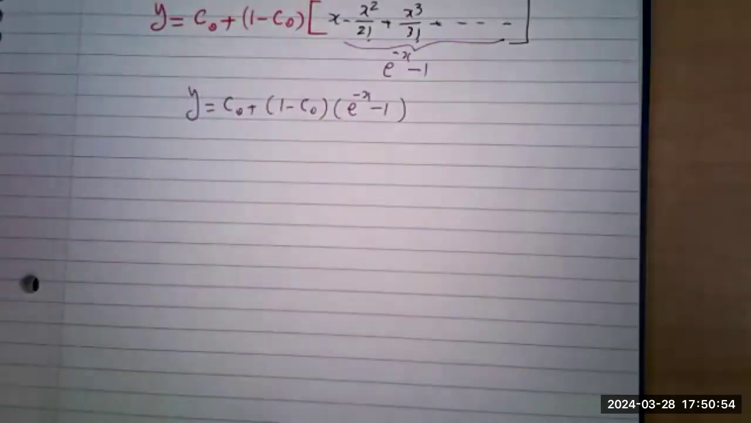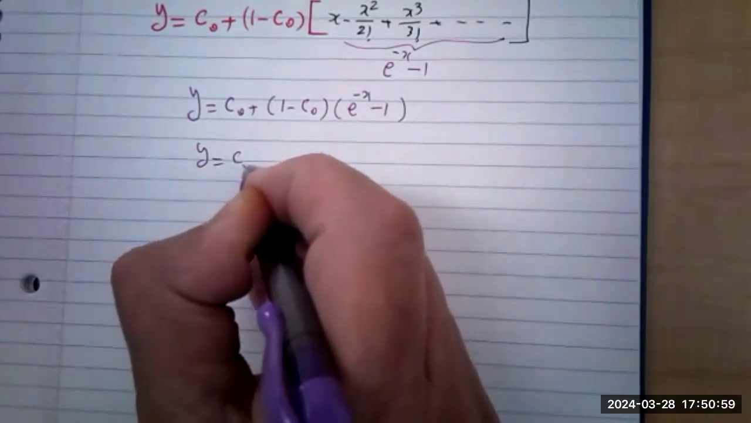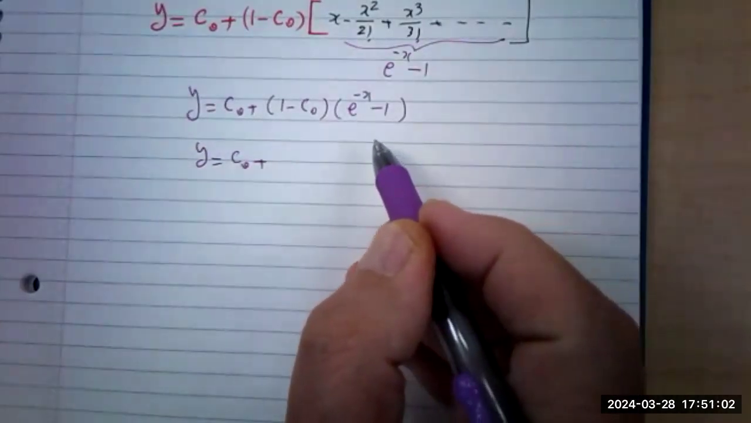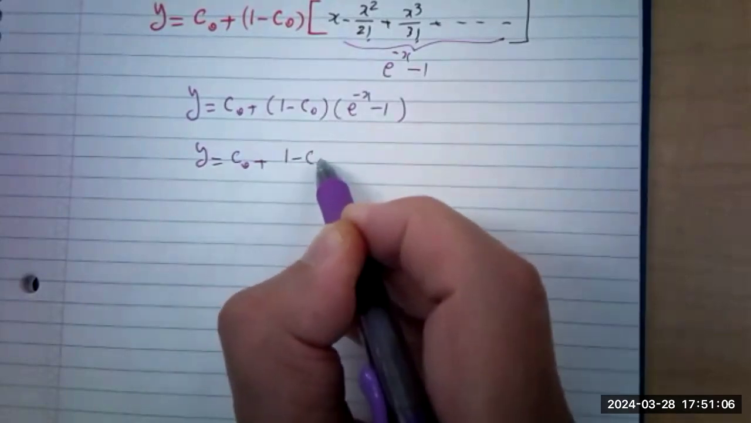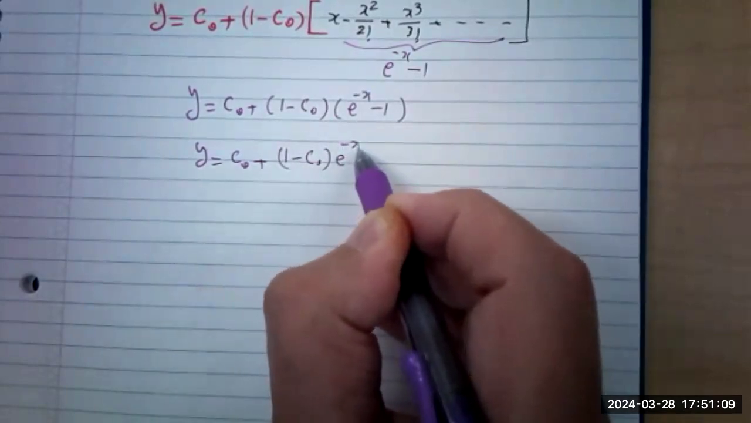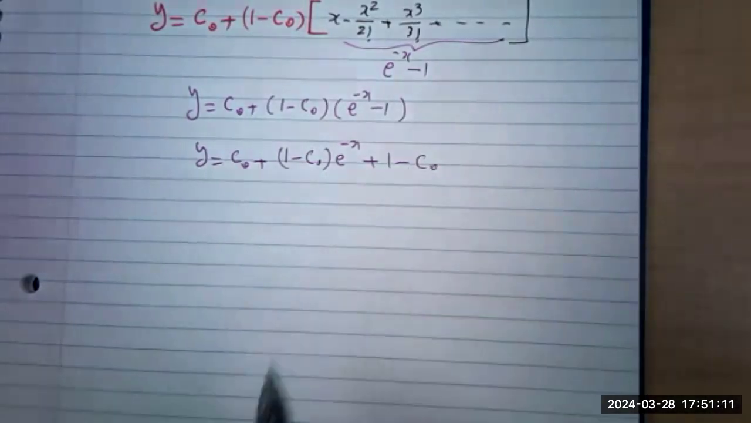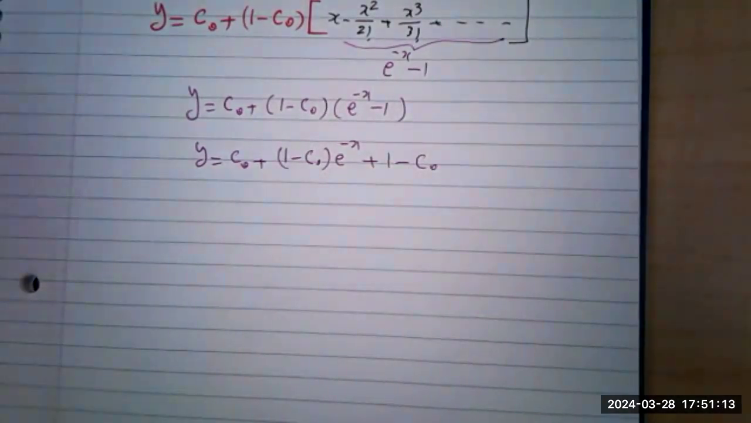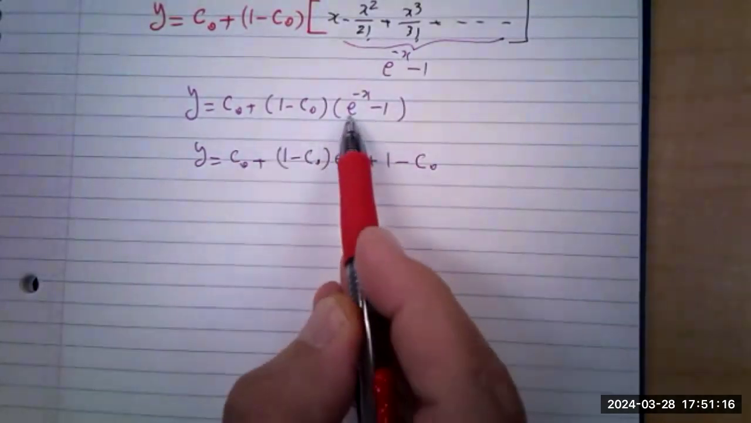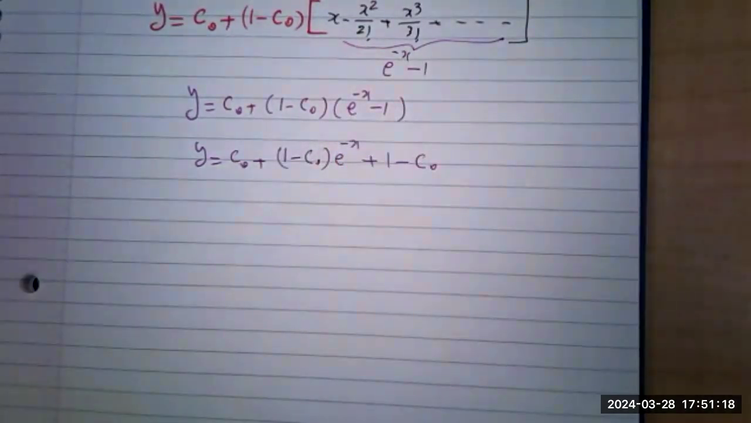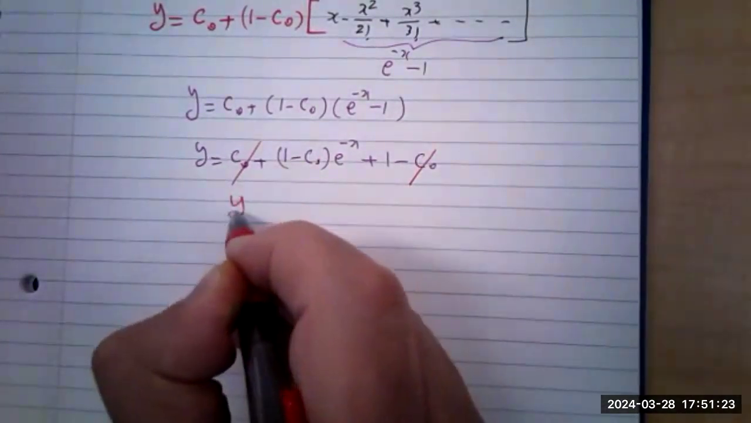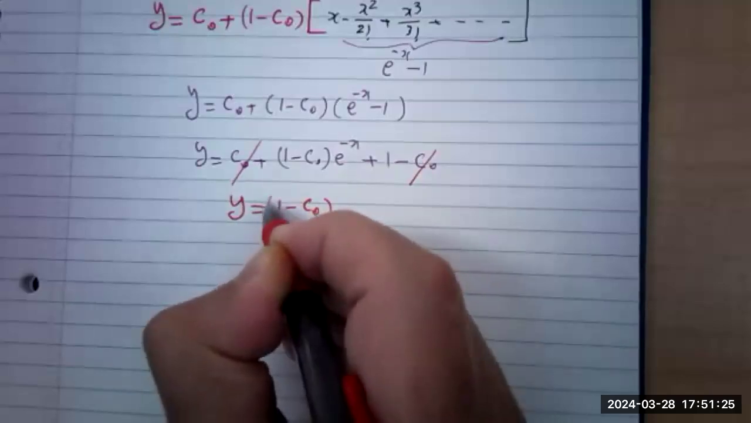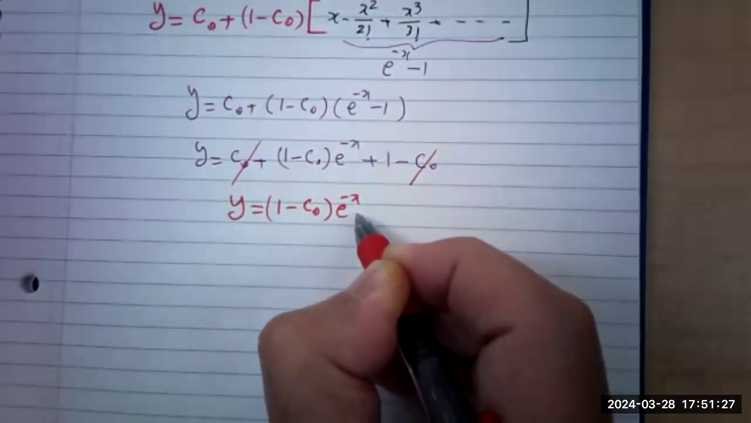Of course, you can multiply it and simplify it. That c naught will disappear. If you multiply it across, it's going to be 1 minus c naught times e to the negative x, minus 1 minus c naught. I multiply 1 minus c naught times the first one and times the second one, so these two would be cancelled out. So the final answer is 1 minus c naught times e to the negative x, plus 1.